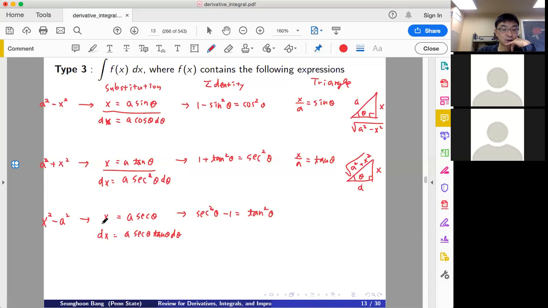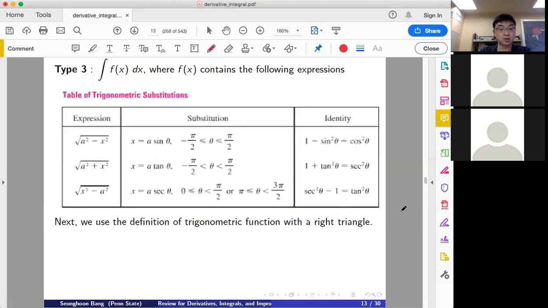The last one, we can use x equals a secant theta. Dividing by a, x over a is secant theta. You can draw the triangle; this is angle theta. Secant theta is hypotenuse over adjacent. You can use the Pythagorean theorem, so we have the square root of x squared minus a squared. This is the whole idea for solving this kind of problem. We call it the trigonometric substitution. So we can use it like this.